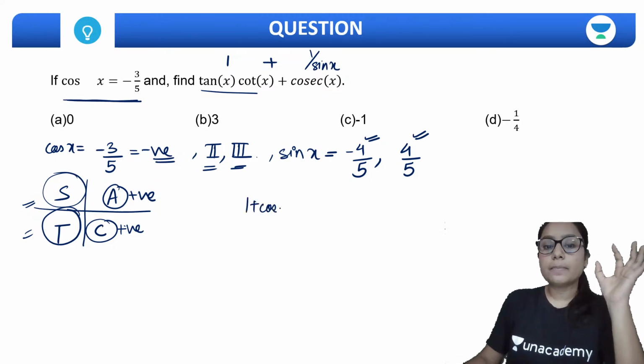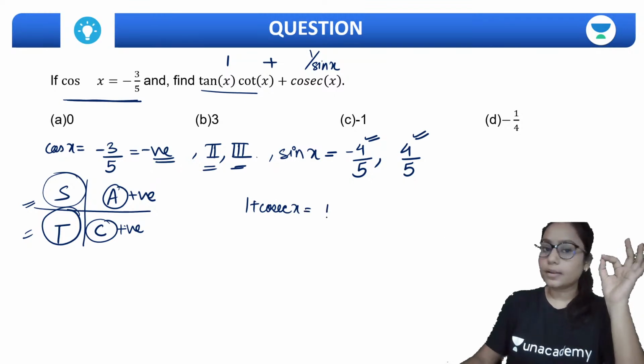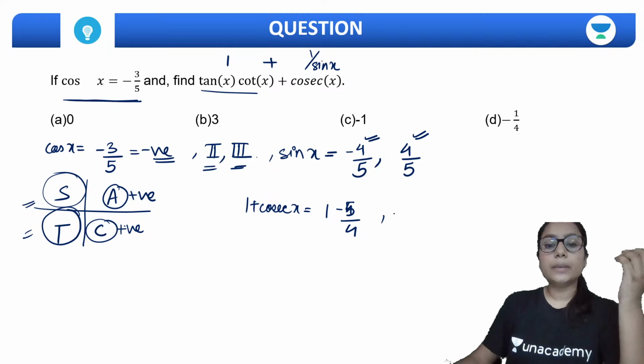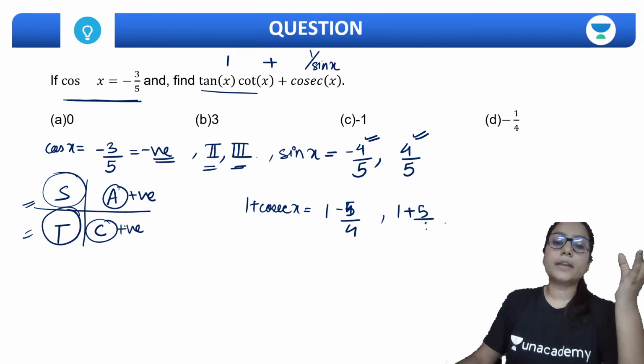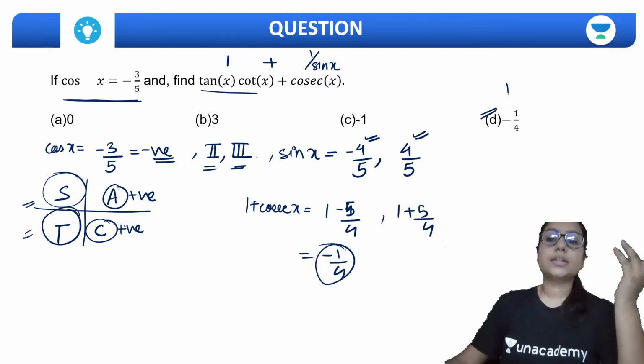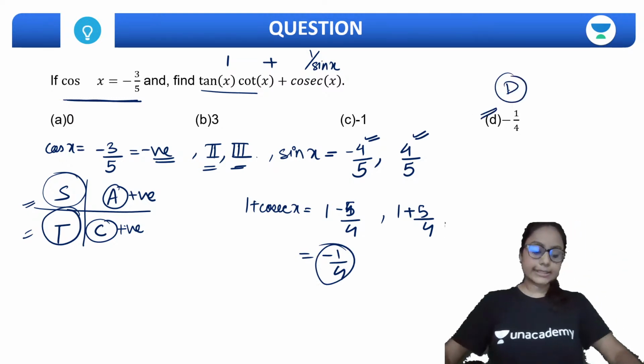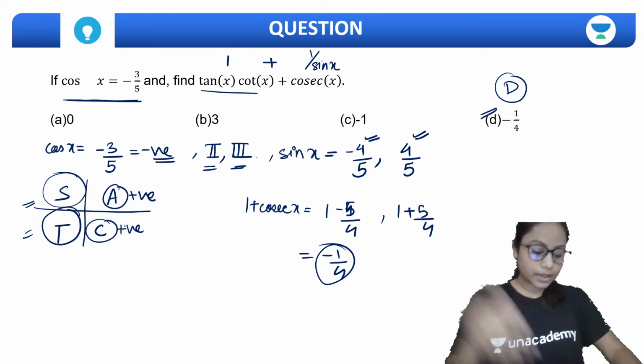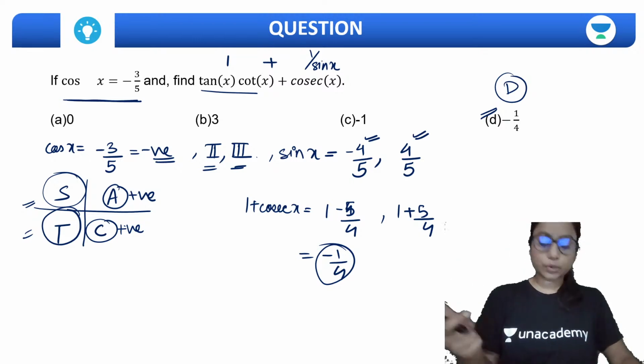What is the value of 1 plus cosec x? 1 minus 5 by 4, and other value will be 1 plus 5 by 4. So this first value is matching the options. So it is option D. Is this clear now? Yash and Anurag, Harshita, Sonam, clear?